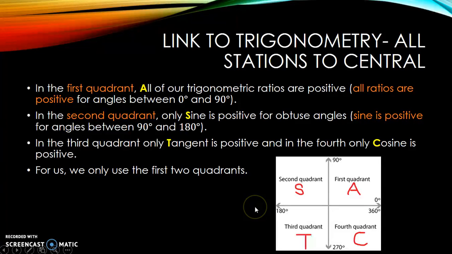And this just reiterates what I've just said. So first quadrant, A, all are positive for acute angles. Second quadrant, S, obtuse angles, only sine is positive. And you can remember the T and the C as well, but in our level of maths, we're only going to use the first two quadrants. So we won't have to worry about those two.